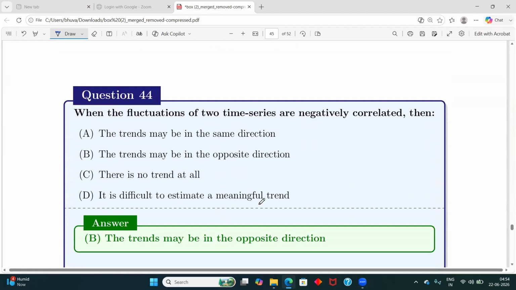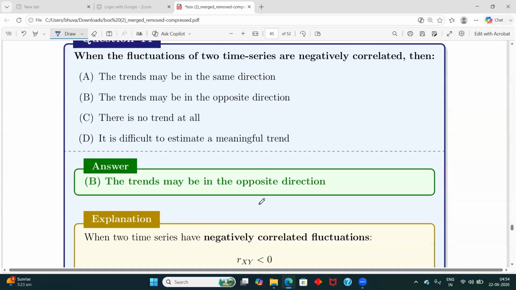Question number 44. When the fluctuations of two time series are negatively correlated, then option A, the trend may be in the same direction; option B, the trend may be in the opposite direction; option C, there is no trend at all; and option D, it is difficult to estimate a meaningful trend. Let's see.